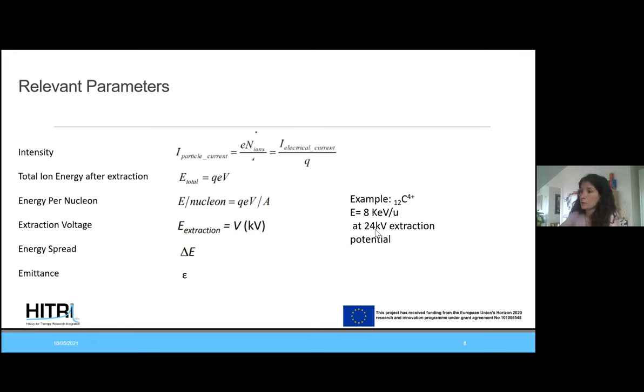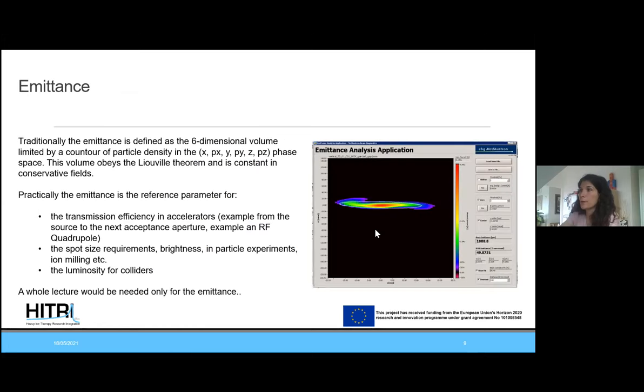And of course, the other relevant parameter aside from intensity and energy is the emittance. Marius has already talked about it a bit. It's always a nasty discussion. Traditionally, we know that the emittance is defined as the six-dimensional volume limited by a contour of particle density in the phase space. And this volume is conserved and is defined by the Liouville theorem.